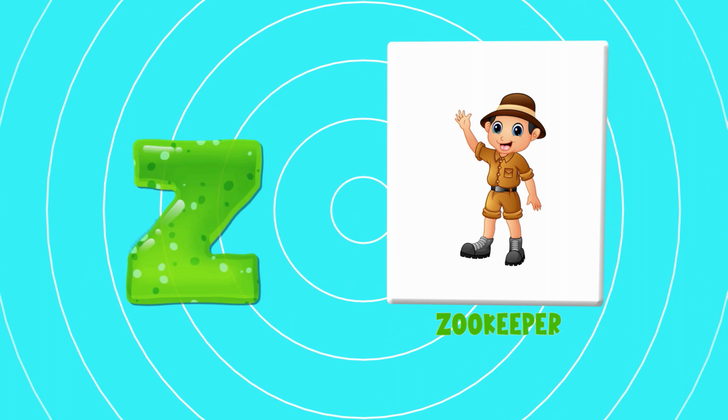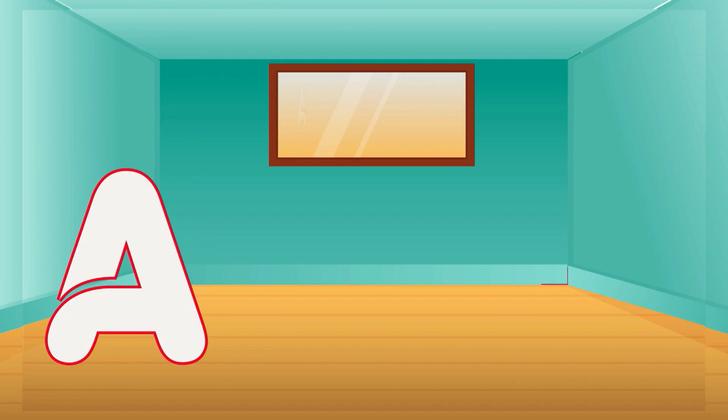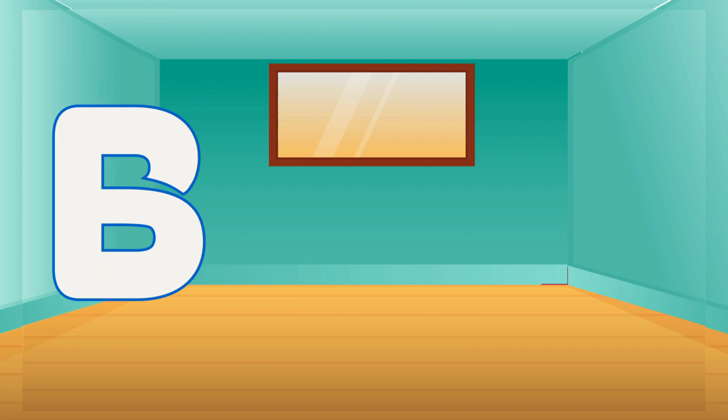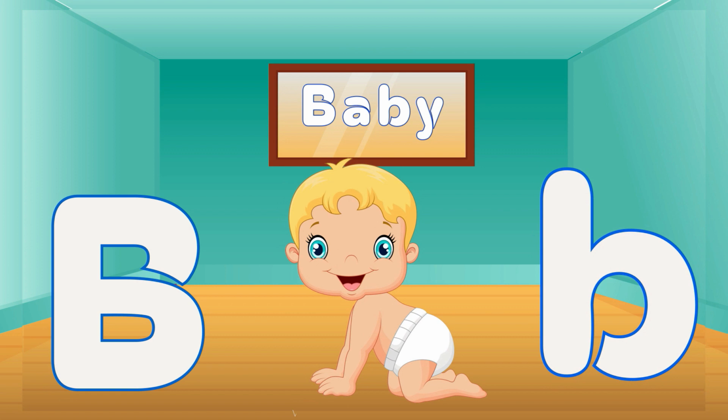Z is for zookeeper. A is for apple. Apple. A. Apple. B is for baby. B. B. Baby. B. B. Baby. B. Baby. C is for candy.